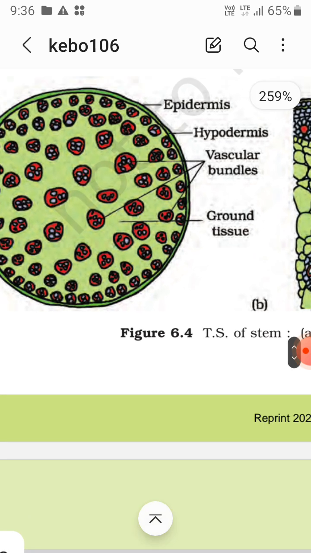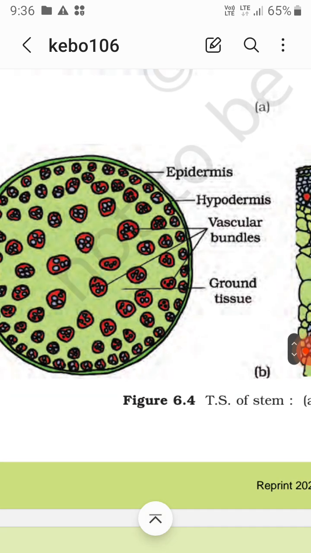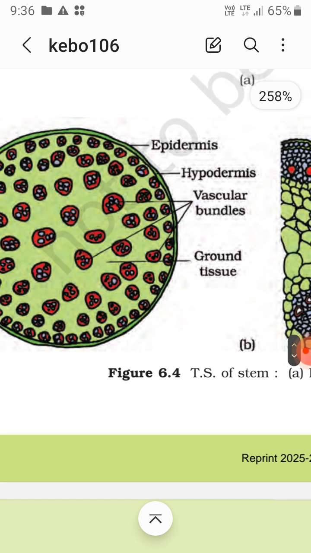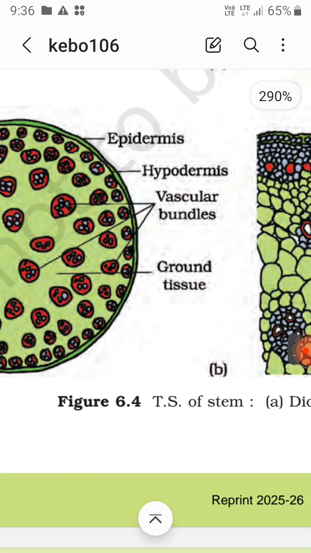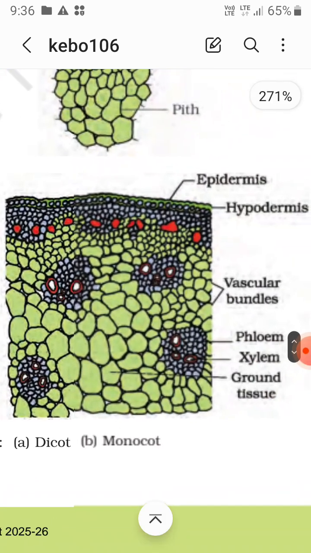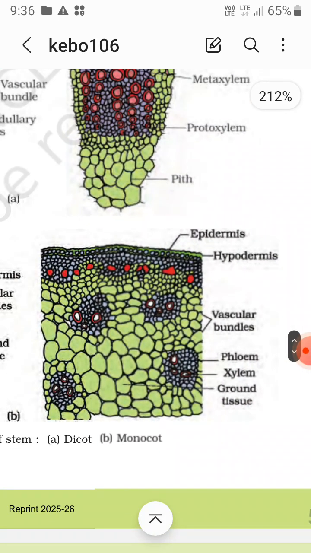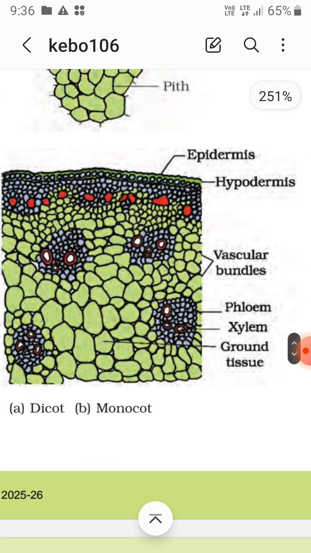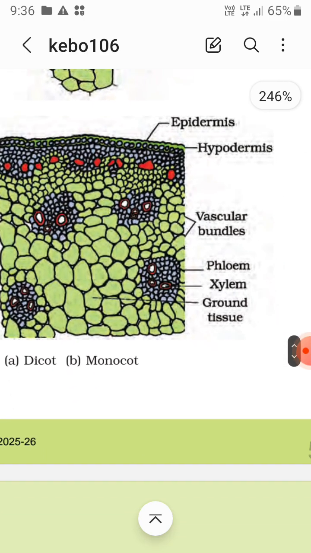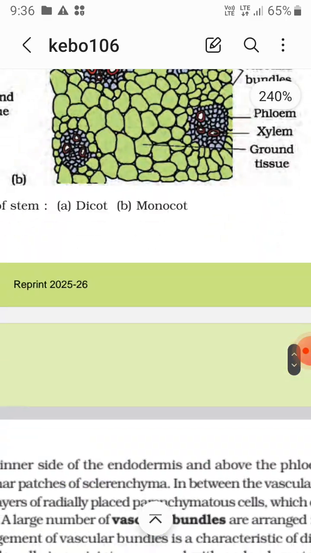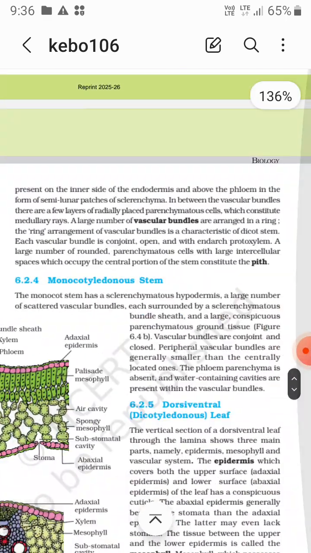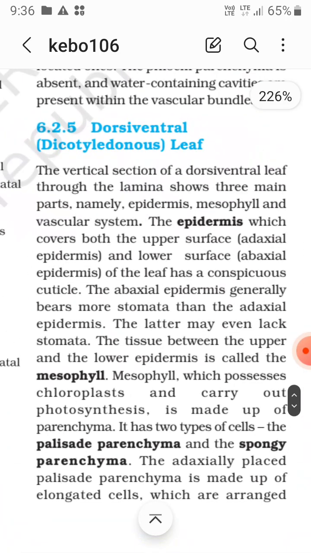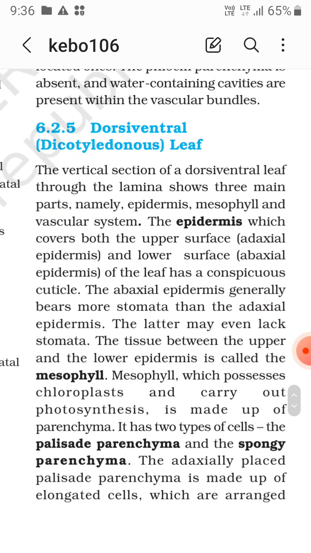Epidermis, hypodermis, very simple. Then smaller vascular bundles at the periphery, and the central ones being larger, containing water cavities, and then there is the ground tissue. So this is the monocot stem. You can see first the epidermis, then below it the hypodermis, then vascular bundles, then phloem, then xylem, and then ground tissue. So this is it. Now we are talking about the dorsiventral leaf, that is the dicotyledonous leaf.